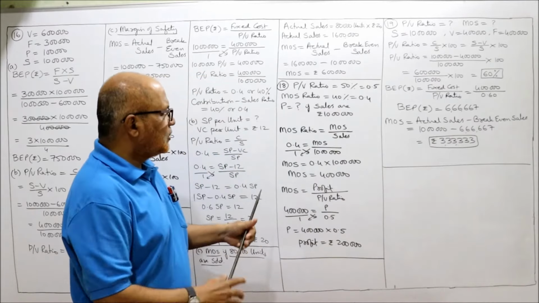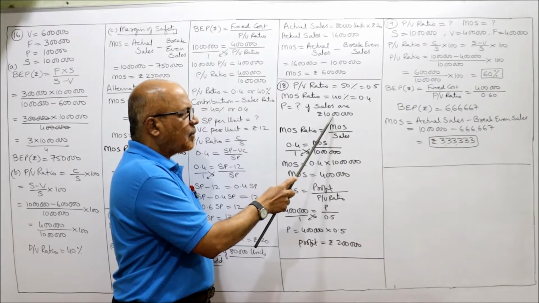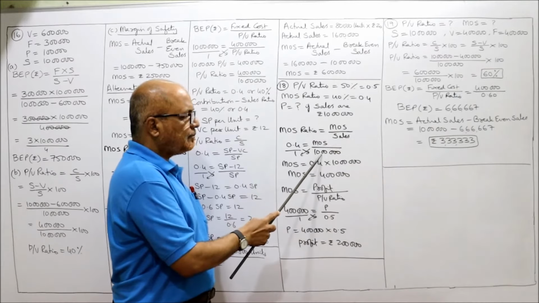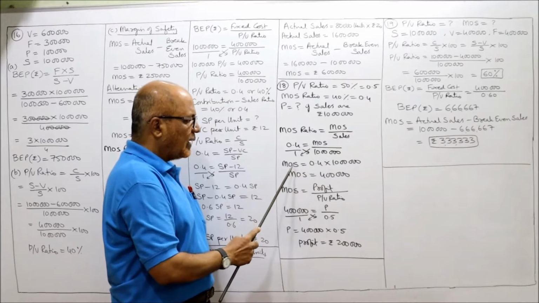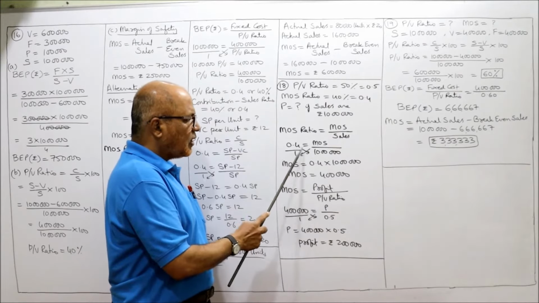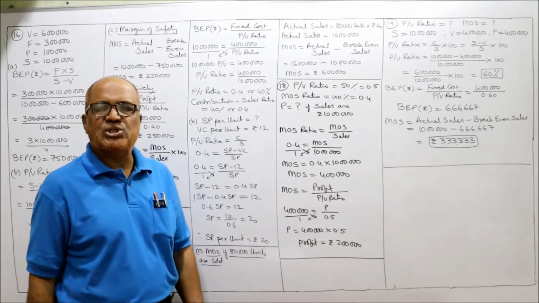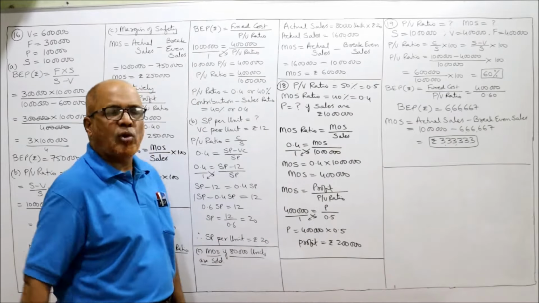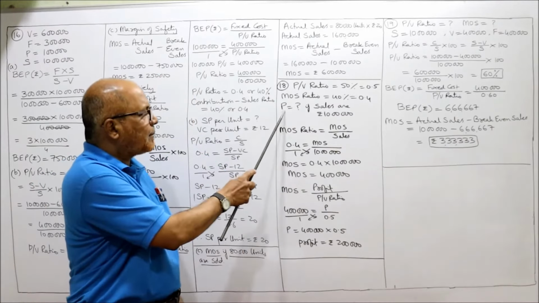0.4 I am taking. So 0.4 is equal to MOS we don't have, but sales are given in the problem, 10 lakh. 10 lakh rupees are the sales. Now cross multiply. MOS into 1 is MOS. 0.4 into 10 lakh is 4 lakh. So we got MOS. Margin of safety we got 4 lakh rupees. Ultimately what we have to calculate? Profit.